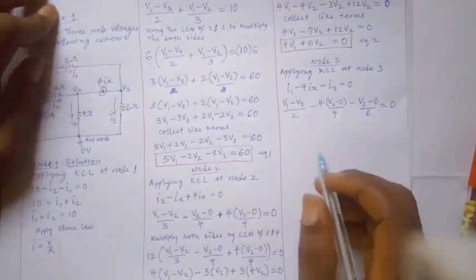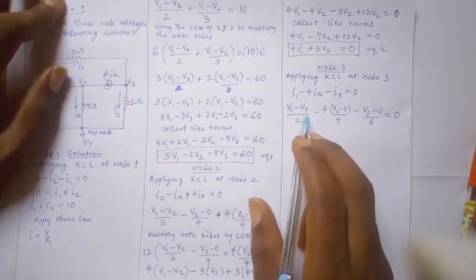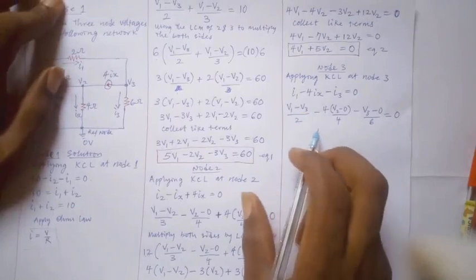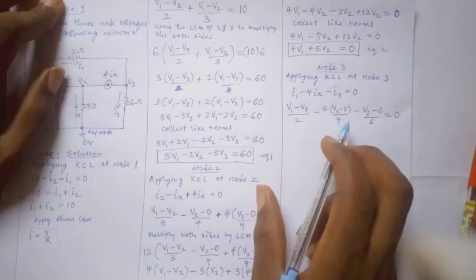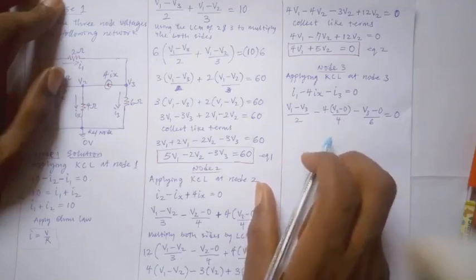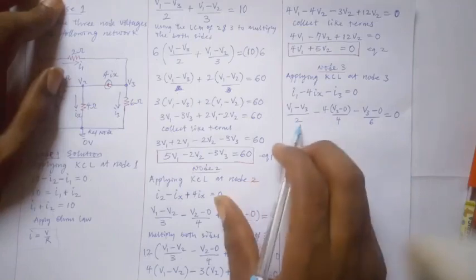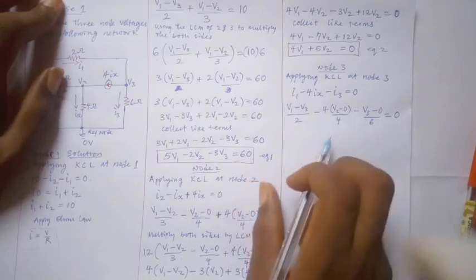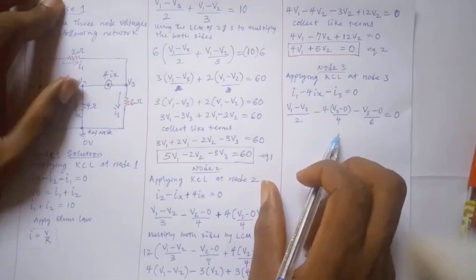Now let's try something. So V1 minus V3 over 2. So what are we going to do now? Let's use the LCM. You know, the LCM here. What's the LCM? Think about the LCM that we can use. The LCM that we can use, that 2 can go in it, 4 can go in it, 6 can go in it. Think about it. What comes to your mind? You say 12. Good.